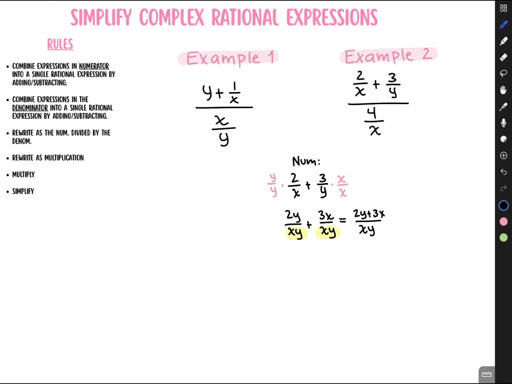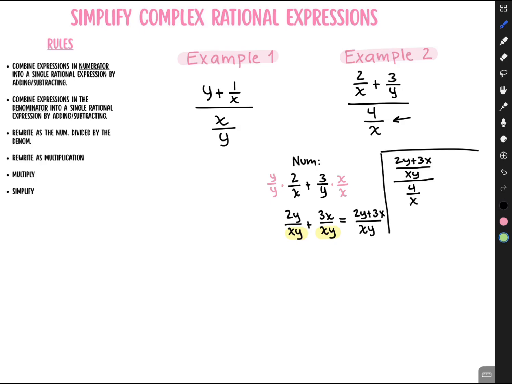Let's take a look at our denominator. Our denominator is 4 over x. 4 over x is just a single rational expression, right? It's not being added or subtracted to anything, so it's good to go too. We're going to keep that same denominator. So now on the side, let's do numerator divided by denominator. Our numerator is 2y plus 3x over xy over 4 over x.